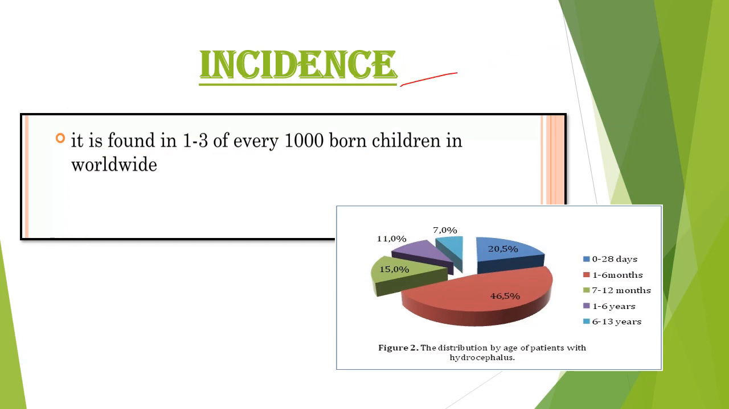Moving to the incidence, 1 to 3 of every 1,000 born children are affected by hydrocephalus. This pie diagram shows the age groups. Most probably it affects children under 1 year, or 12 months. Out of this, the red mark, 1 to 6 months, is more prone. Then the blue is 0 to 28 days, and later 7 to 12 months, 1 to 6 years, and 6 to 13 years. Most probably it occurs under 12 months.